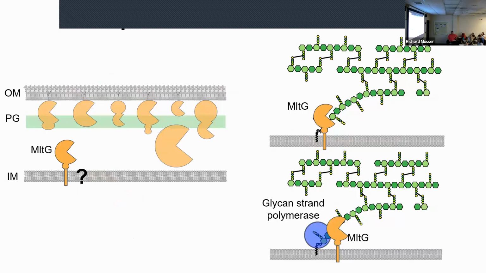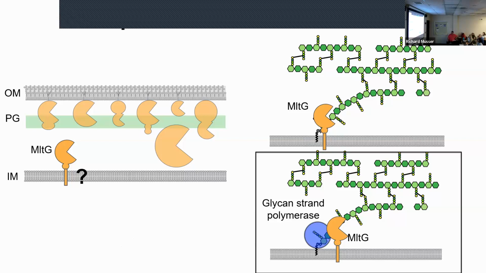The next question is, is MltG just a passive processor that comes around after the synthase is done and has left the strand and just releases it? Or is it an active terminase where it is there as synthesis is occurring and helping to determine the total length of those strands? And this is where I come into the process. This is the question I was working to answer.